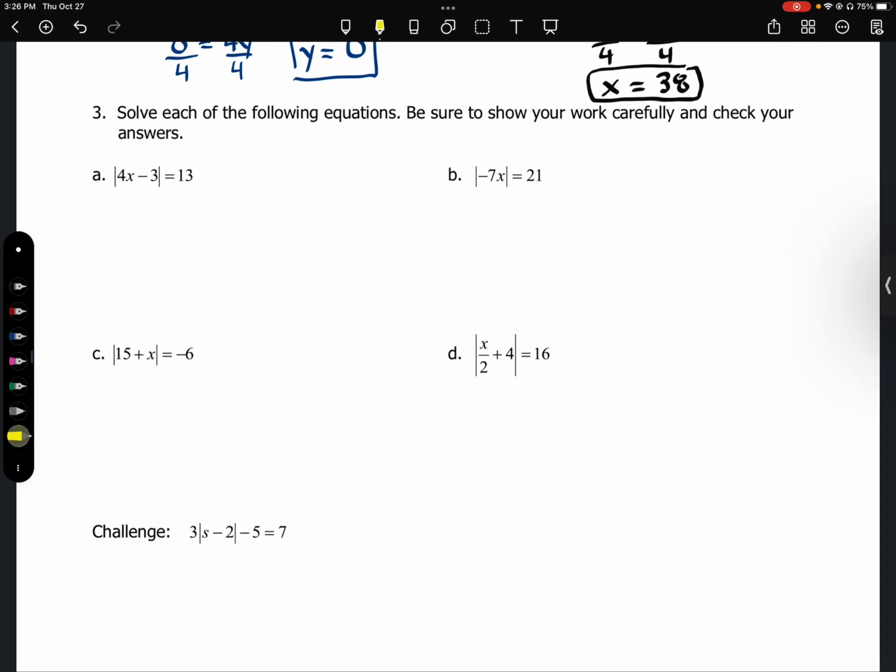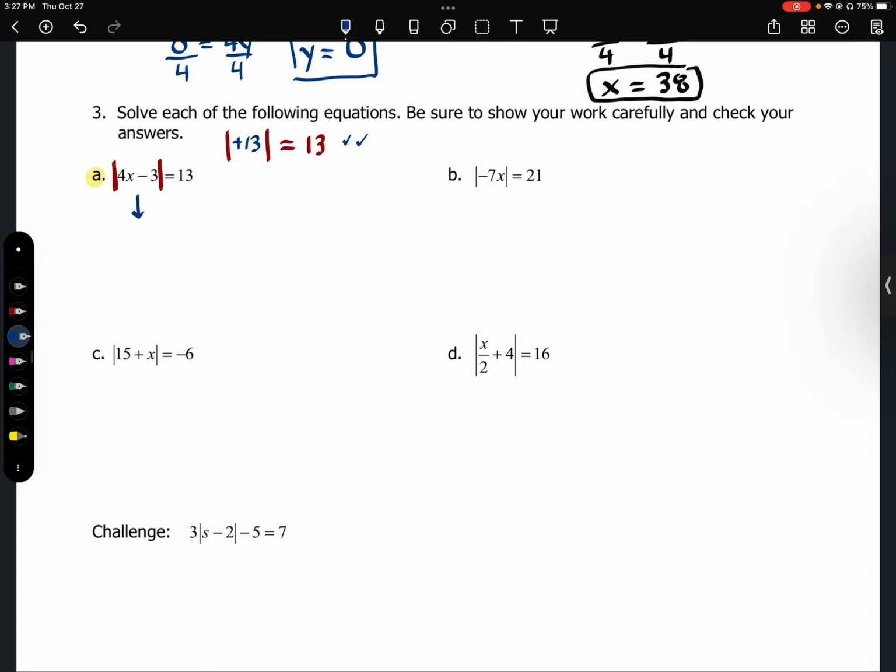Let's look at letter A. We have the absolute value of 4x minus 3 is equal to 13. So with this, our absolute value brackets are by themselves. We don't have anything going on the outside. So because of that, we can think of this as what two numbers have an absolute value equal to 13? Well, I know that negative 13, when I plug it in there, the absolute value of negative 13 is equal to 13. And then if I plug in positive 13, the absolute value of positive 13 is 13.